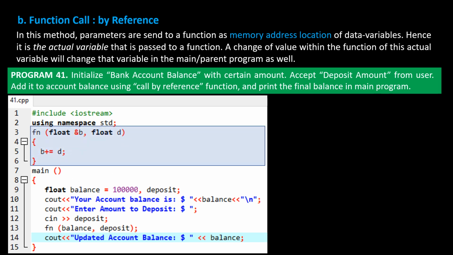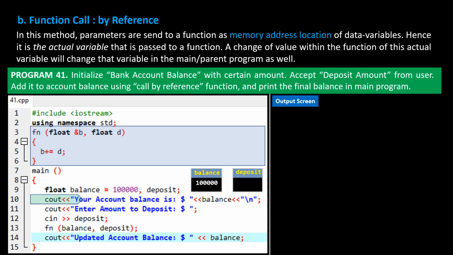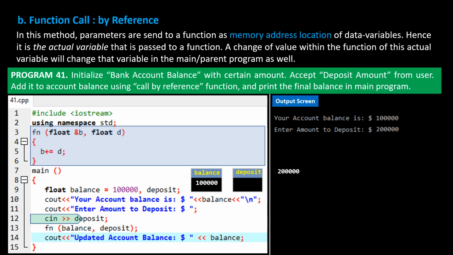It's named fn. Program control enters the main function. Stops at line 9. Two float-type variables, balance and deposit, are allocated with memory space. Balance is assigned the value 100,000. On next line, we ask to print the account balance. It's printed on output screen. On next line, the user is prompted to enter a deposit amount. I enter 200,000. It's stored in variable deposit. On line 13, the function fn is invoked, with balance and deposit as parameters to the function.